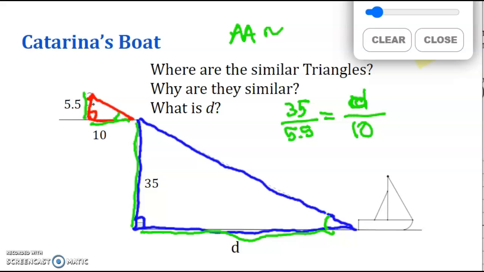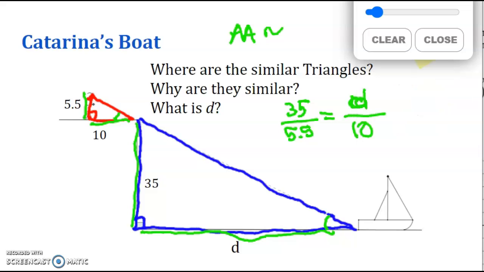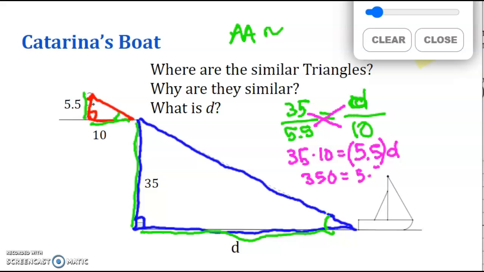So then from here, I can cross multiply. So I'm going to cross multiply 35 with 10 and 5.5 with D. So that's going to be 35 times 10 is going to be equal to 5.5 times D. Okay, and I'm going to use parentheses just so that I do not get the decimal place mixed up with multiplication. So that means this is 350 is equal to 5.5D.